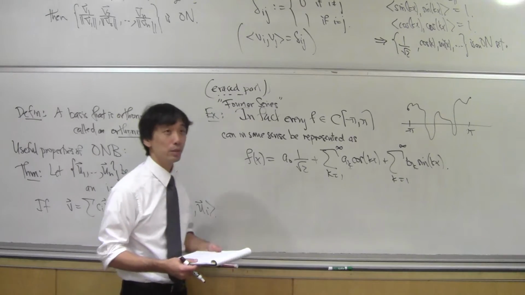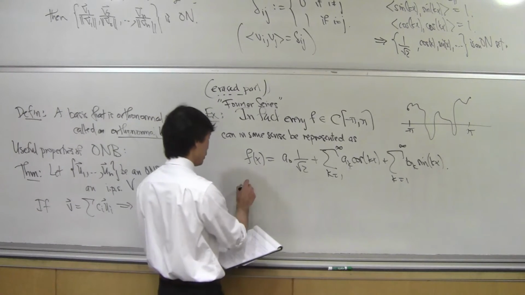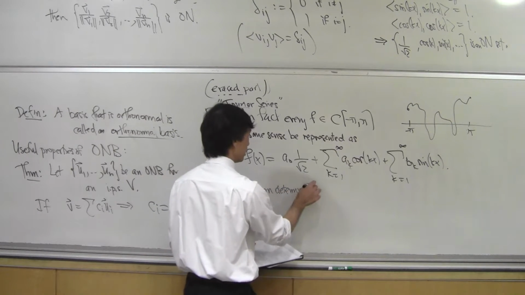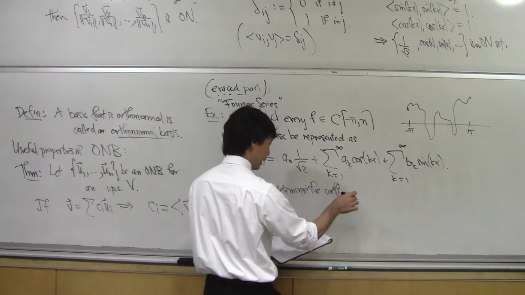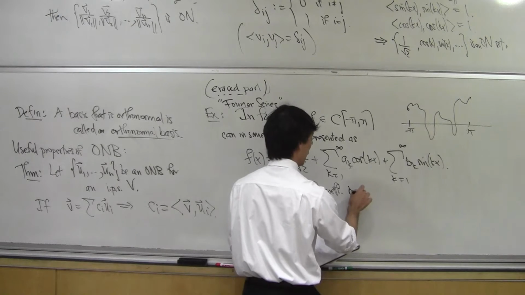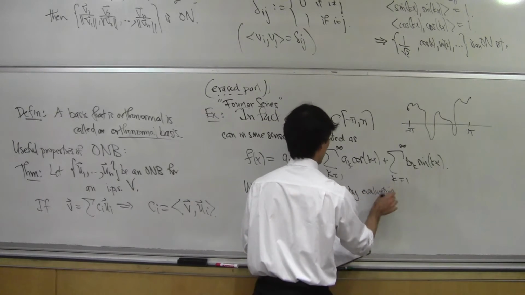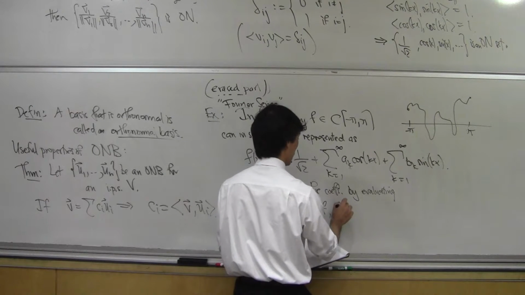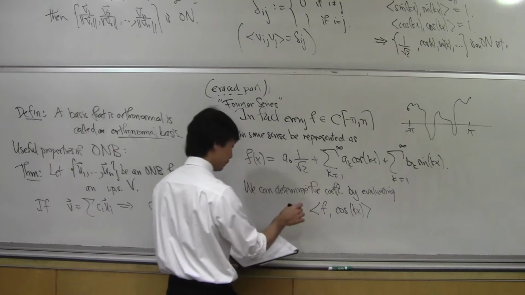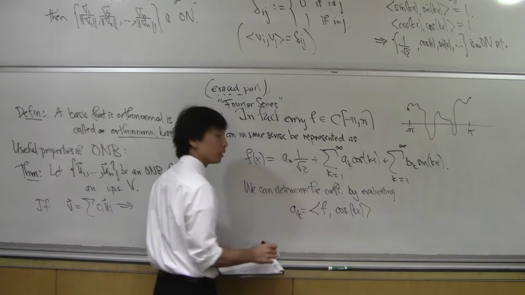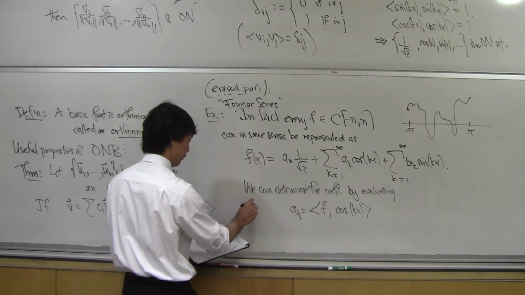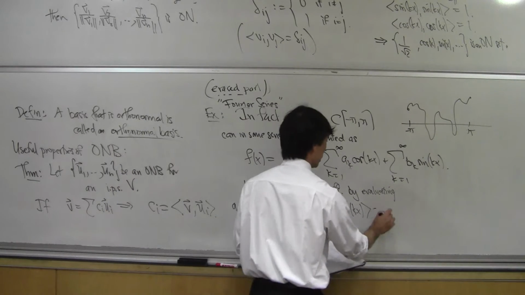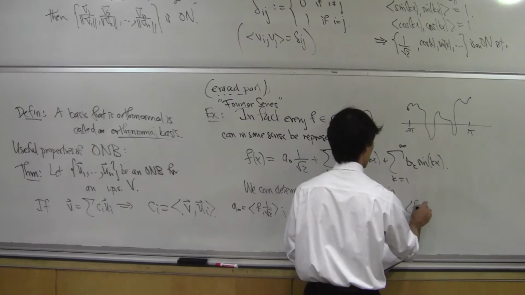Okay. So we can determine the coefficients by evaluating the inner product of f against whatever. So like f against cosine kx will give you the a sub k, right? If you take f against 1 over root 2, that'll give you a naught. Right? The b sub k are f against sine.